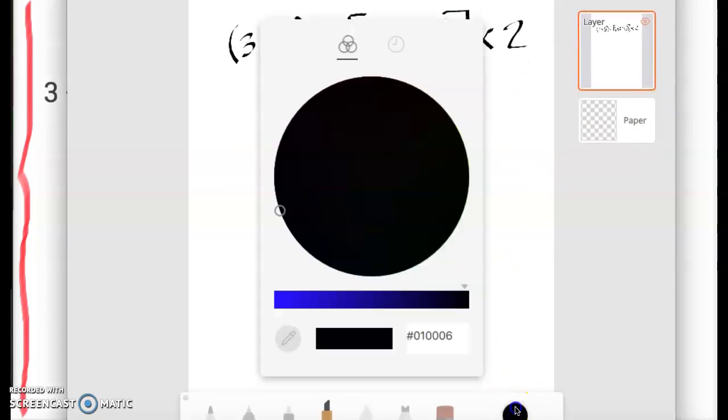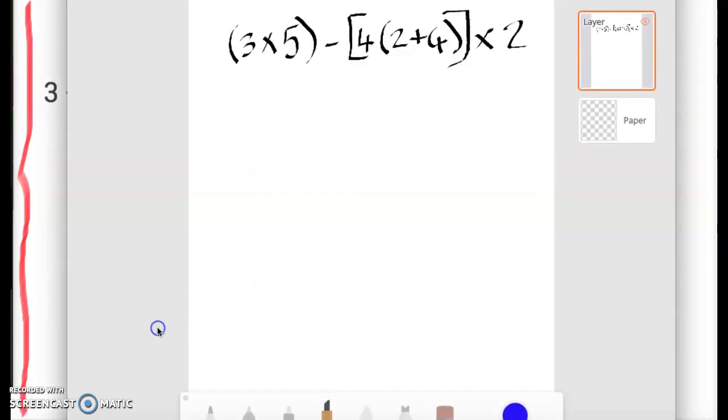Let me change my color. Step number 1, what I always do is down here, I am going to write PEMDAS. The reason I do that is so that I can see, and this is where Marvell you could start taking notes. This is where you go through and you check each step. When I do this, I'm going to cross out the exponents because we don't have any exponents in 5th grade.